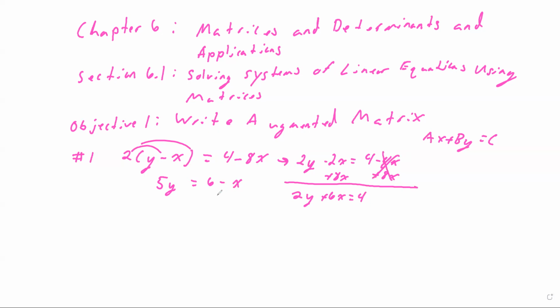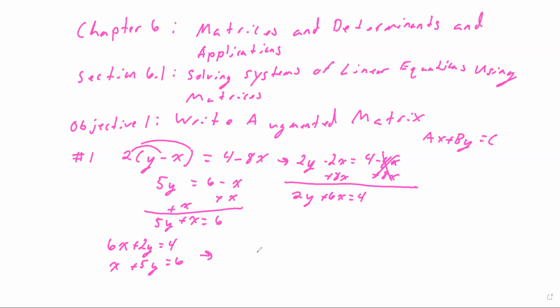And then over here, all I've got to do is just add the x. So I get 5y plus x equals 6. And I guess what I need to do to correct this is put it in ax plus by equals c. So to do that, I'm going to rewrite both of them as 6x plus 2y equals 4 and x plus 5y equals 6.